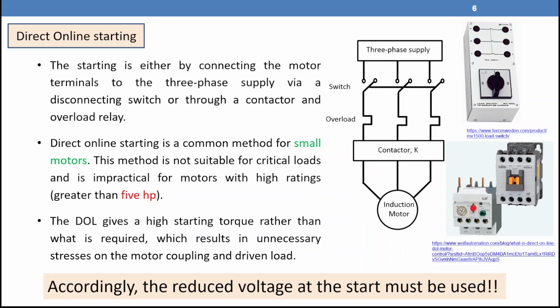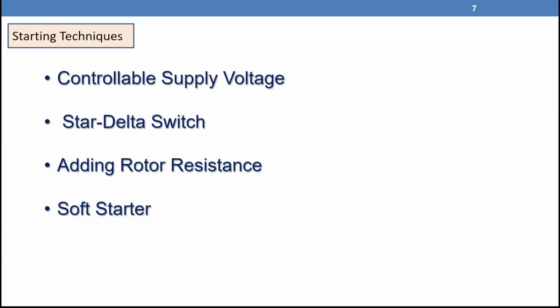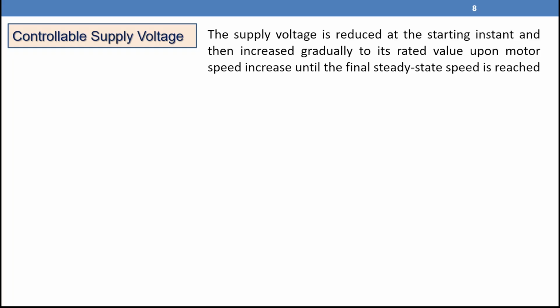We are going to control the voltage. Let us see. The starting techniques which limit the stator current are controllable supply voltage, star-delta switch, adding rotor resistance, and soft starter. We are going to explore each technique to see the features and applications. Controllable supply voltage: in this technique, we increase the voltage gradually from 0 voltage up to the rated value. But bear in mind that the frequency of the voltage is the supply frequency. So if your supply is 50 Hertz, the frequency will be 50 Hertz from the smaller value of the voltage up to the rated value.